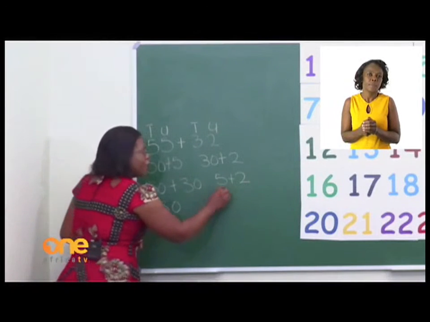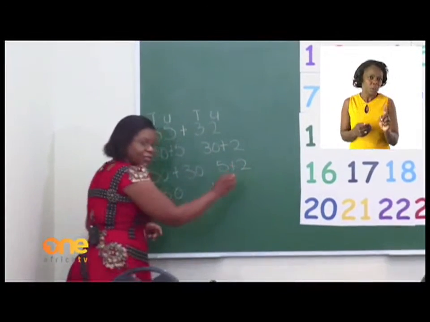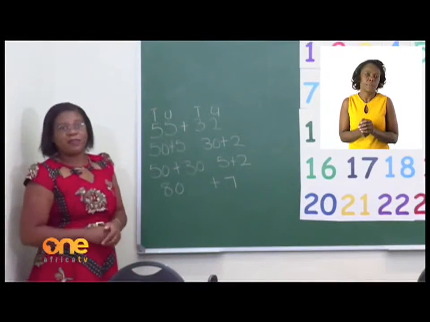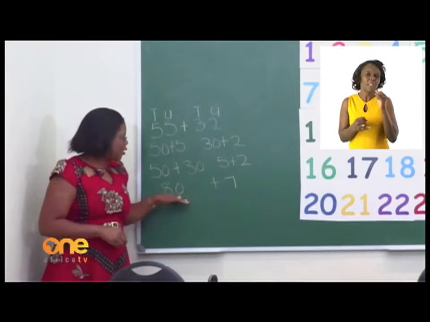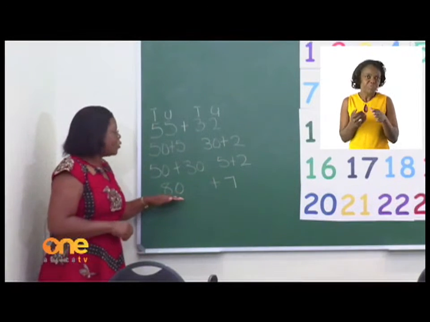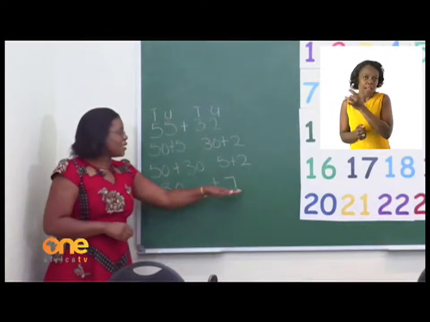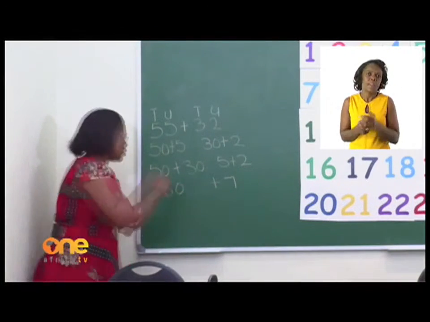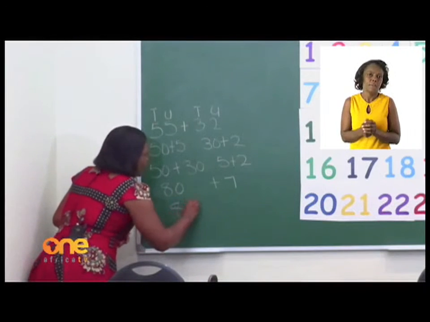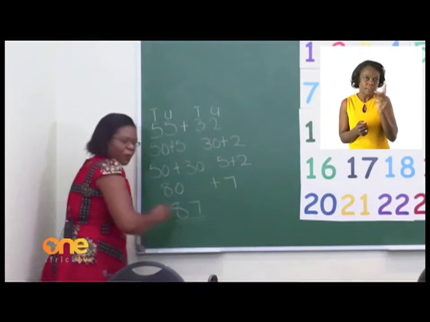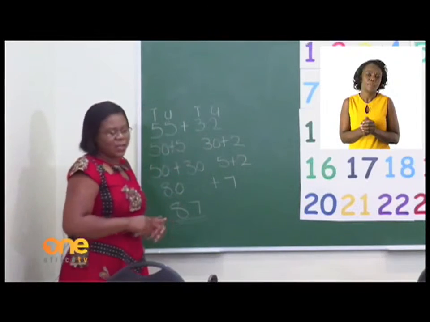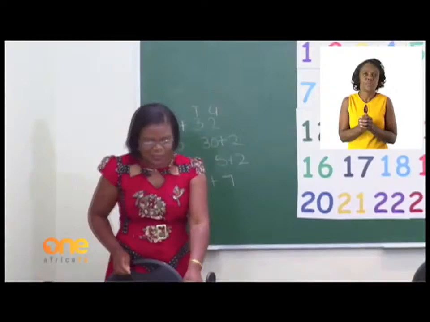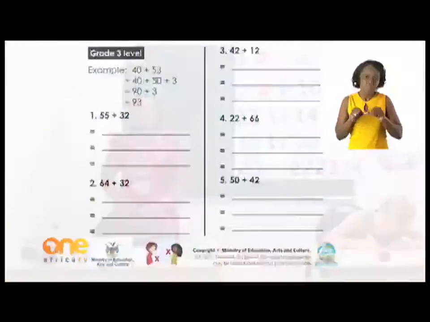And then 5 plus 2. These are units, remember? So that is 7. Now what is our final answer? Now it's very easy when it reaches here because it's just to say 80 plus 7 is equal to 87. So our answer will be 87. I hope you are following all the steps. It's not very difficult, is it? Okay, try the others and see if you can get them in the same way.